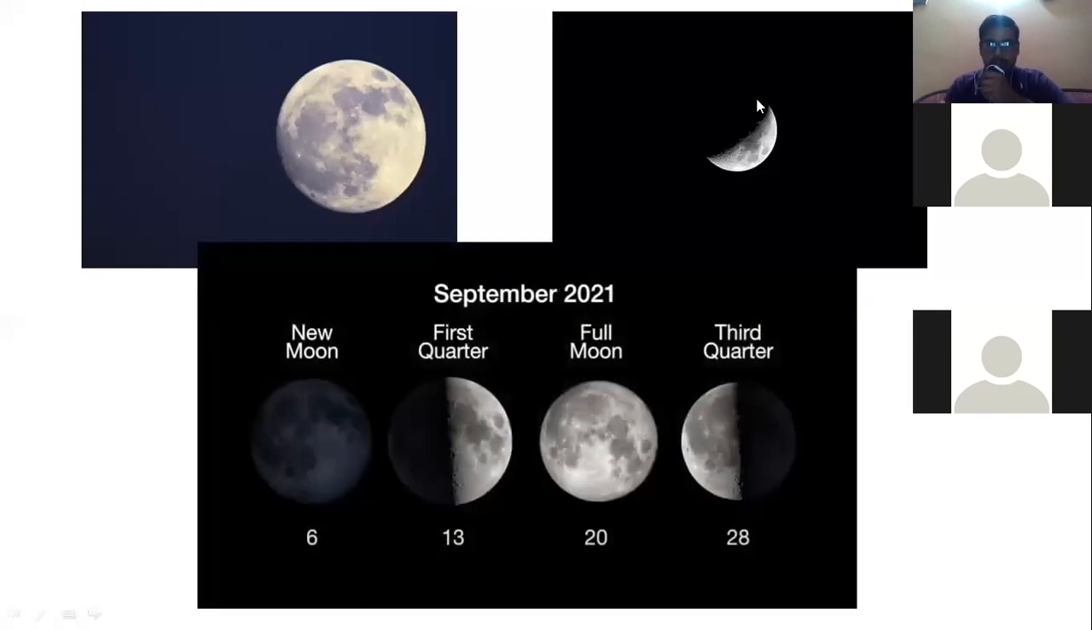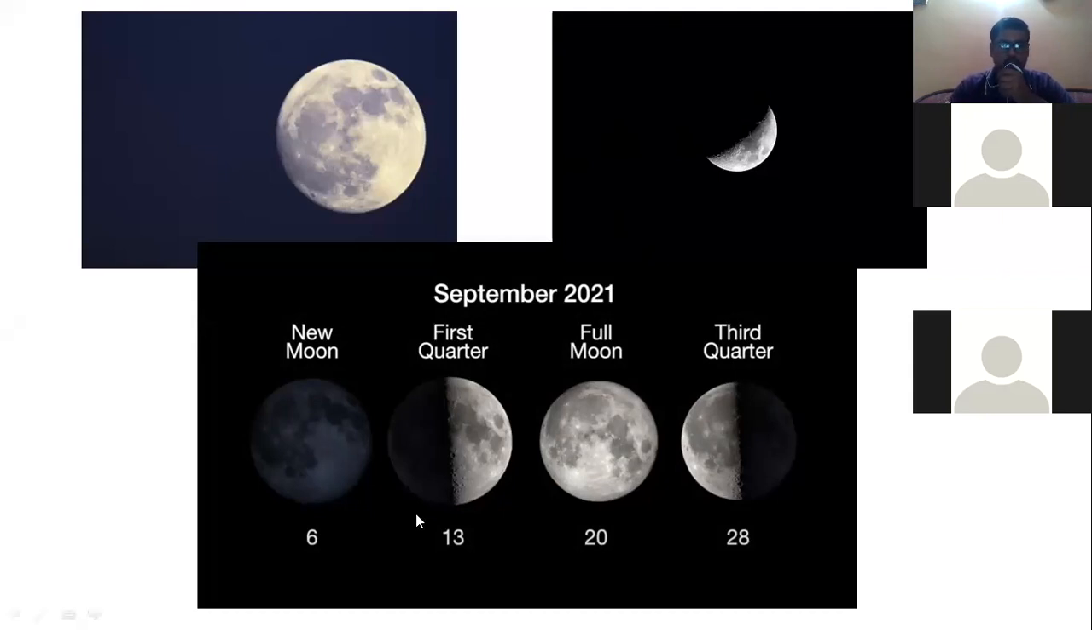As this is the concept, I have created some data for this particular month, which is September. As you can see here, the 6th of September is the new moon night. On the new moon night, you can't see the moon as bright as on other nights, such as the full moon night, the third quarter, or the first quarter night.